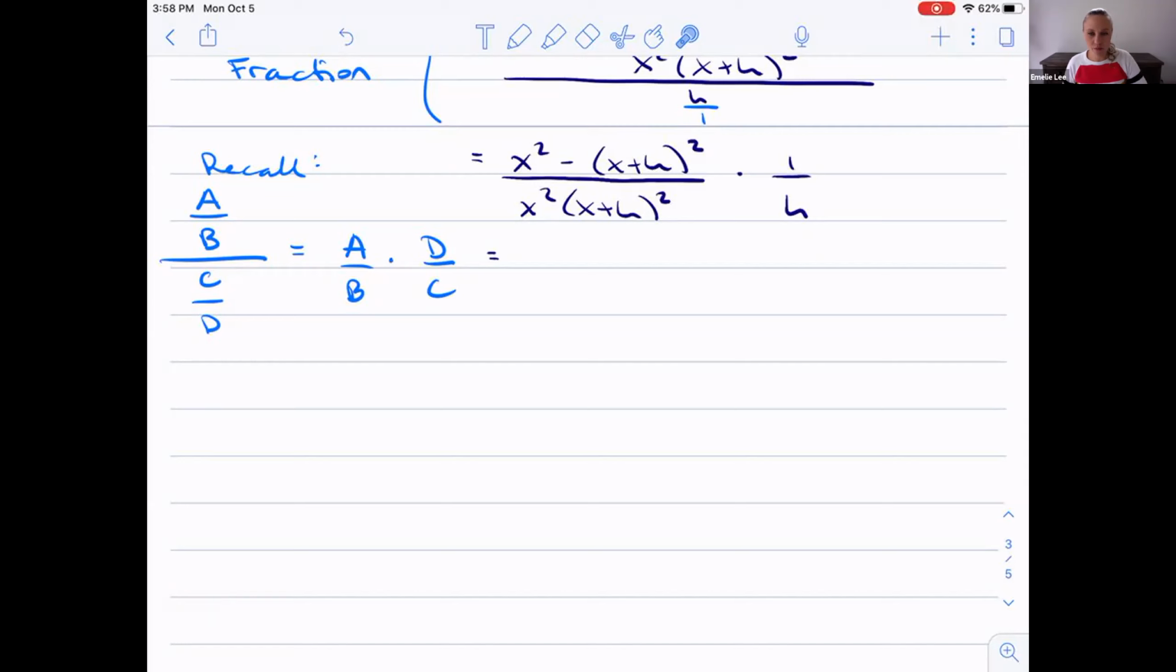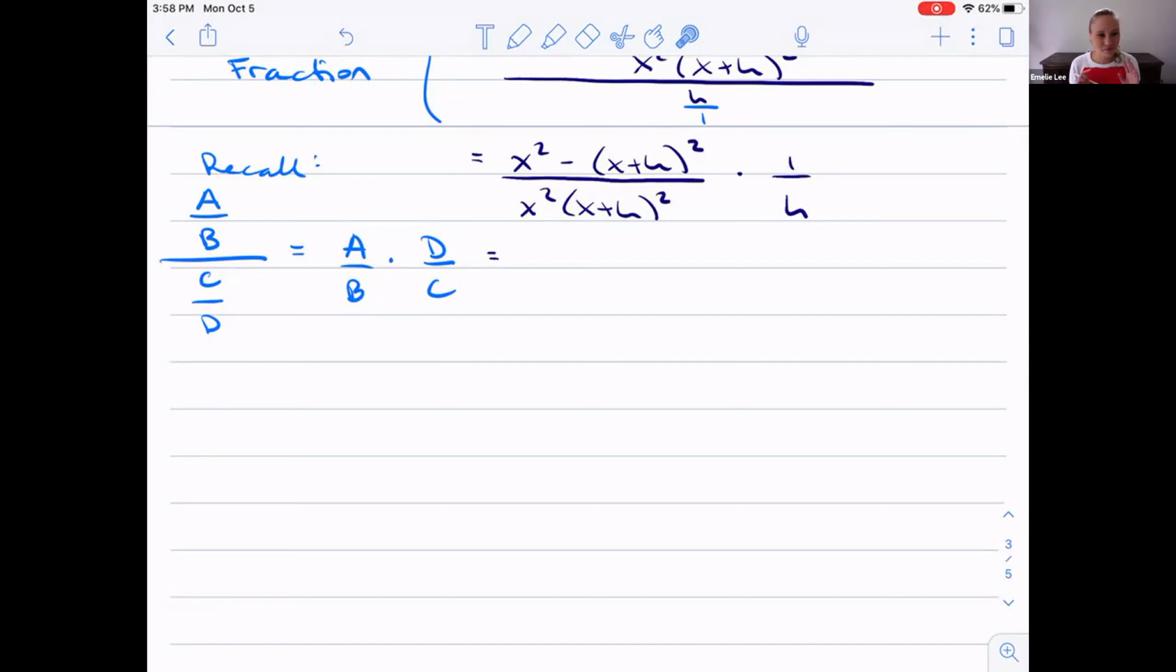Oh yeah, will this question be on the test? There will be a difference quotient on the test. Is it going to be this hard? No. But it's good to have seen this hardest one and feel comfortable with it. No problem.